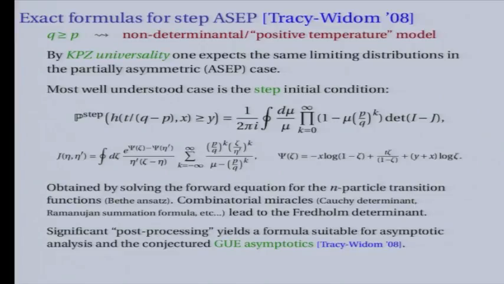So what's X and Y there? X is the position, and Y is just the threshold. This is the probability that the height function at this time at position X is larger than Y.